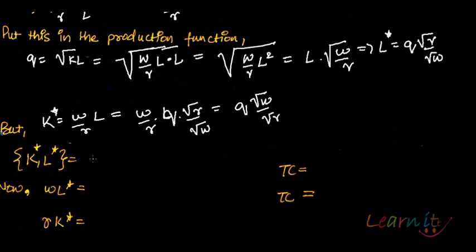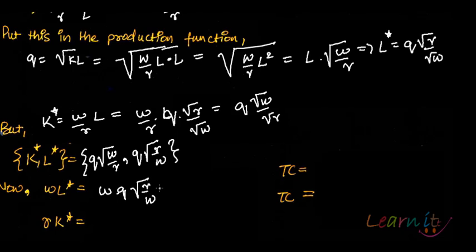So K star is Q root of W by R, and what is your L star? Q root of R by W. This is your K star, L star. But what is the total cost of labor? W into L star, so which is W into Q root of R by W, which is Q root of WR.